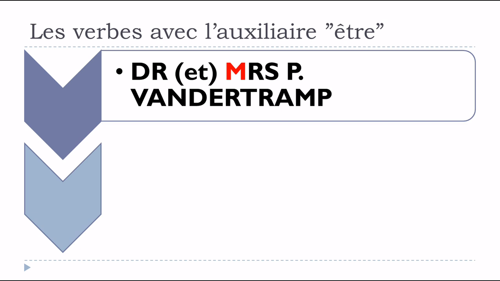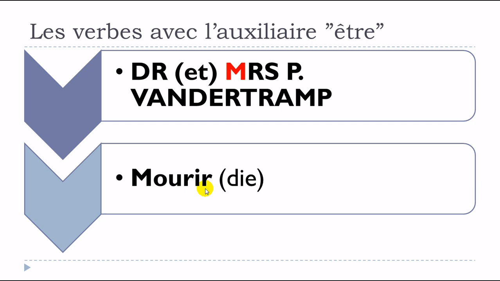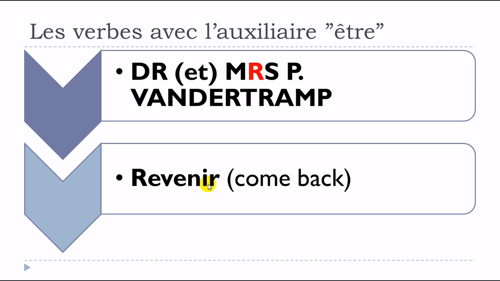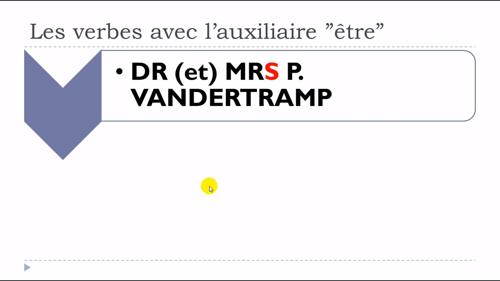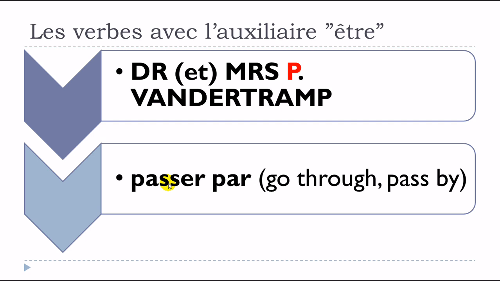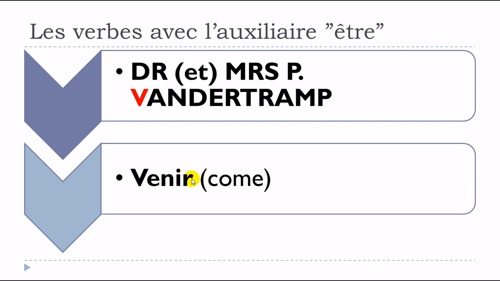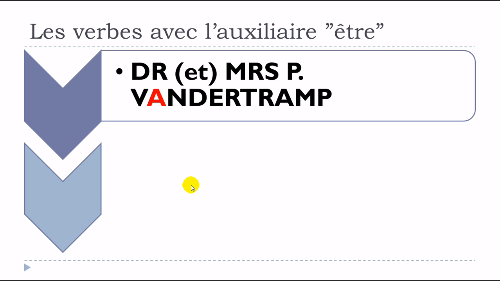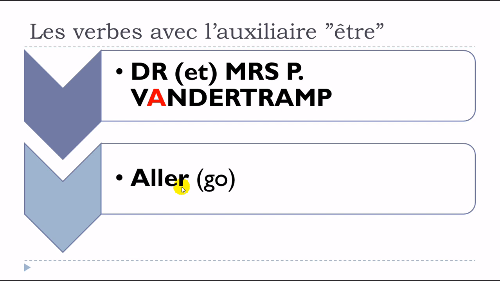Then M will be for mourir. R will be for revenir. Then we'll have S, and it will be for sortir. P, passer par. Then V, venir. After that you will have A, and A is for aller.